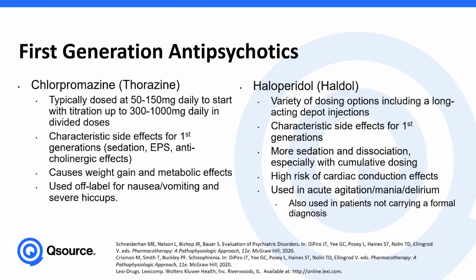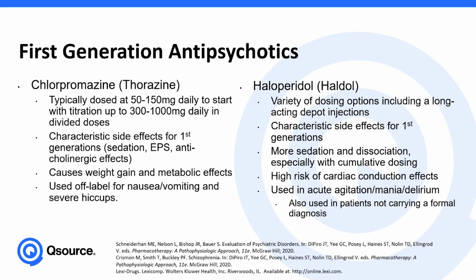Here's a few of our common ones: chlorpromazine or Thorazine. Typically, we're going to give 50 to 150 daily and titrate up to effect. They have these characteristic side effects of sedation, extrapyramidal side effects, and anticholinergic side effects. They also, all antipsychotics, cause weight gain and can cause metabolic syndrome. Which, again, these are elderly patients. These are patients that are already medically complex. So they're also at risk for cardiovascular disease and so forth, and diabetes, and this would worsen that risk.